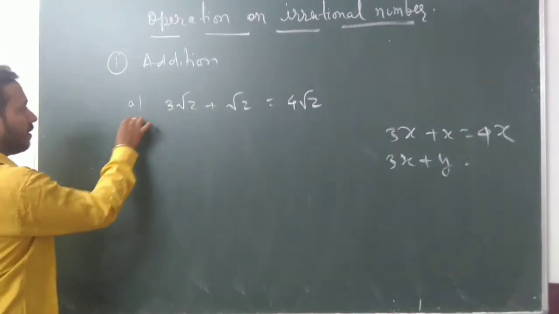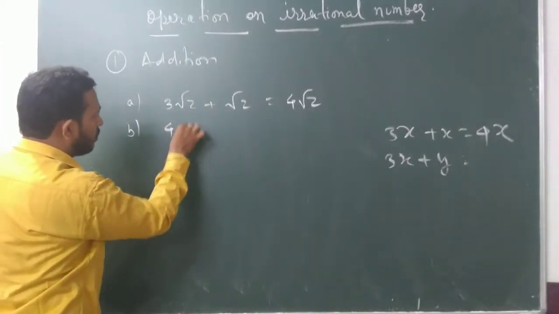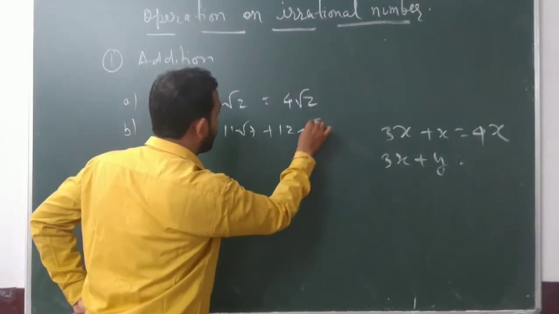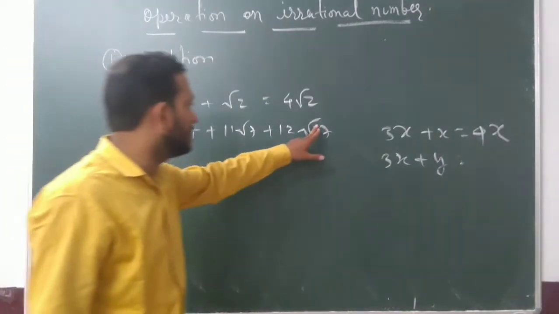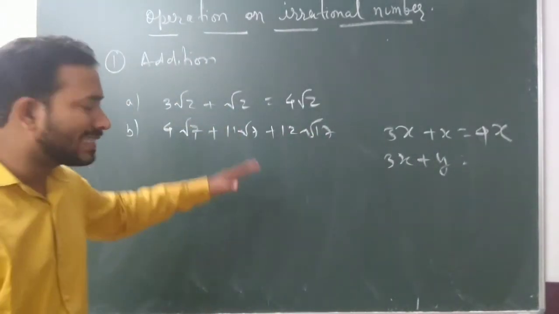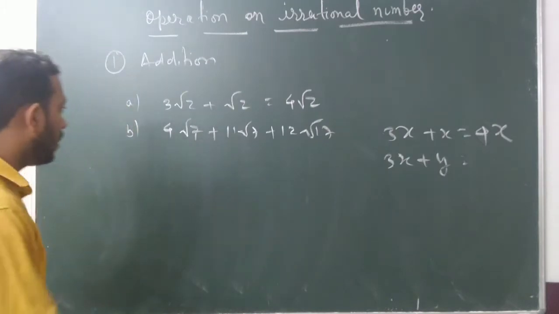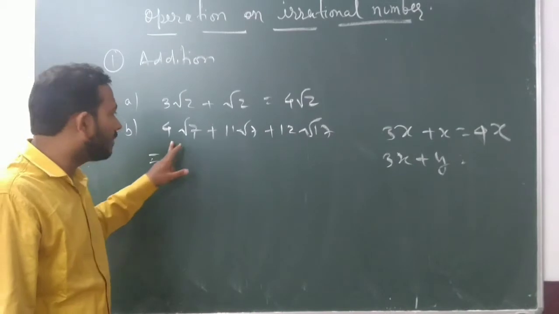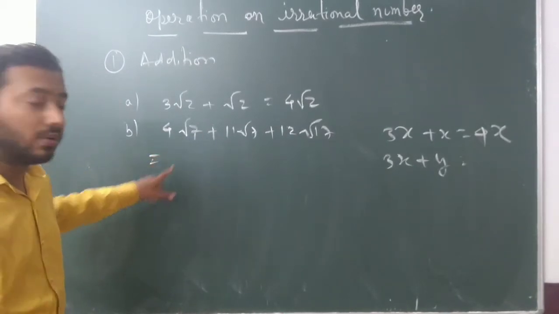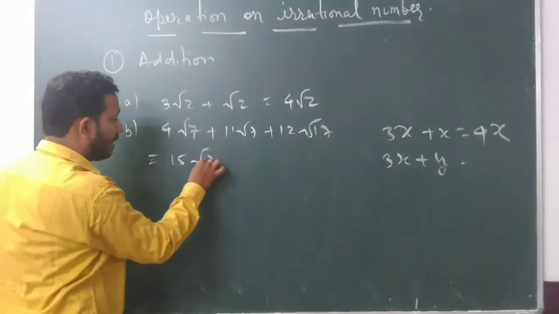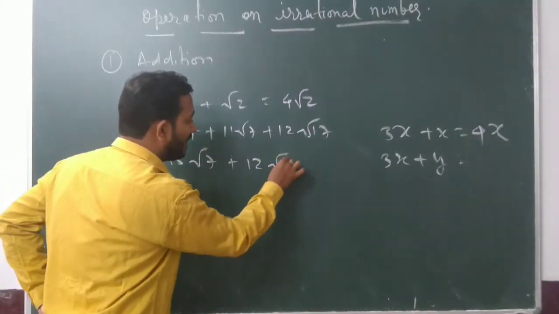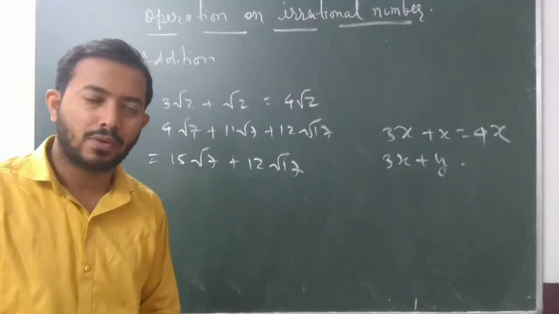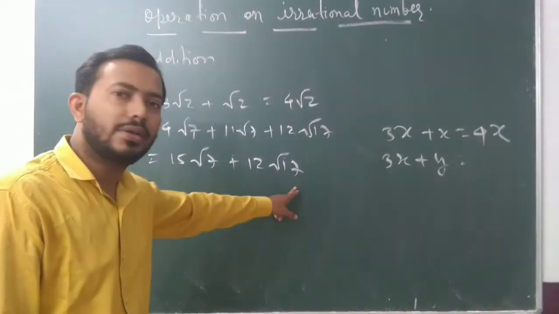Next, if we proceed to another problem like 4 root 7 plus 11 root 7 plus 12 root 7. Sorry, not 7, 17. Okay, take it as 17 here also. If we take 17, then what are we going to get? As we can see, the root 7 terms are like. So we are going to add, that is 11 plus 4, 15. 15 root 7. And here we are getting 12 root 17 and it will remain the same. We will not add. Why? Because you can see that both are different.